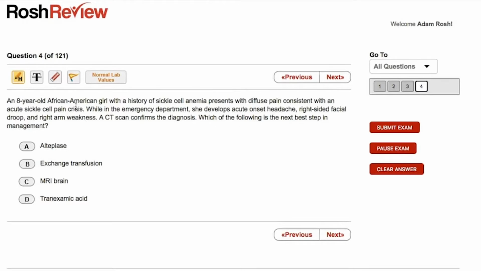All right, so let's see what the reveal is here. We have a clinical presentation that is consistent with a stroke. We have right-sided facial droop, right arm weakness, and a headache. The key here is that this patient has sickle cell anemia. So let's look at our answer choices.